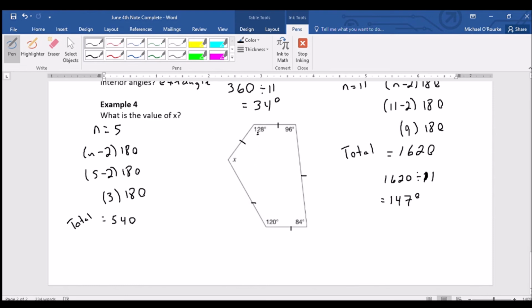Well, we have these numbers here that already exist. So we can go 540 minus 128 minus 96 minus 84 minus 120, and that will give me my x. So that is going to equal 112 degrees. And that is it.